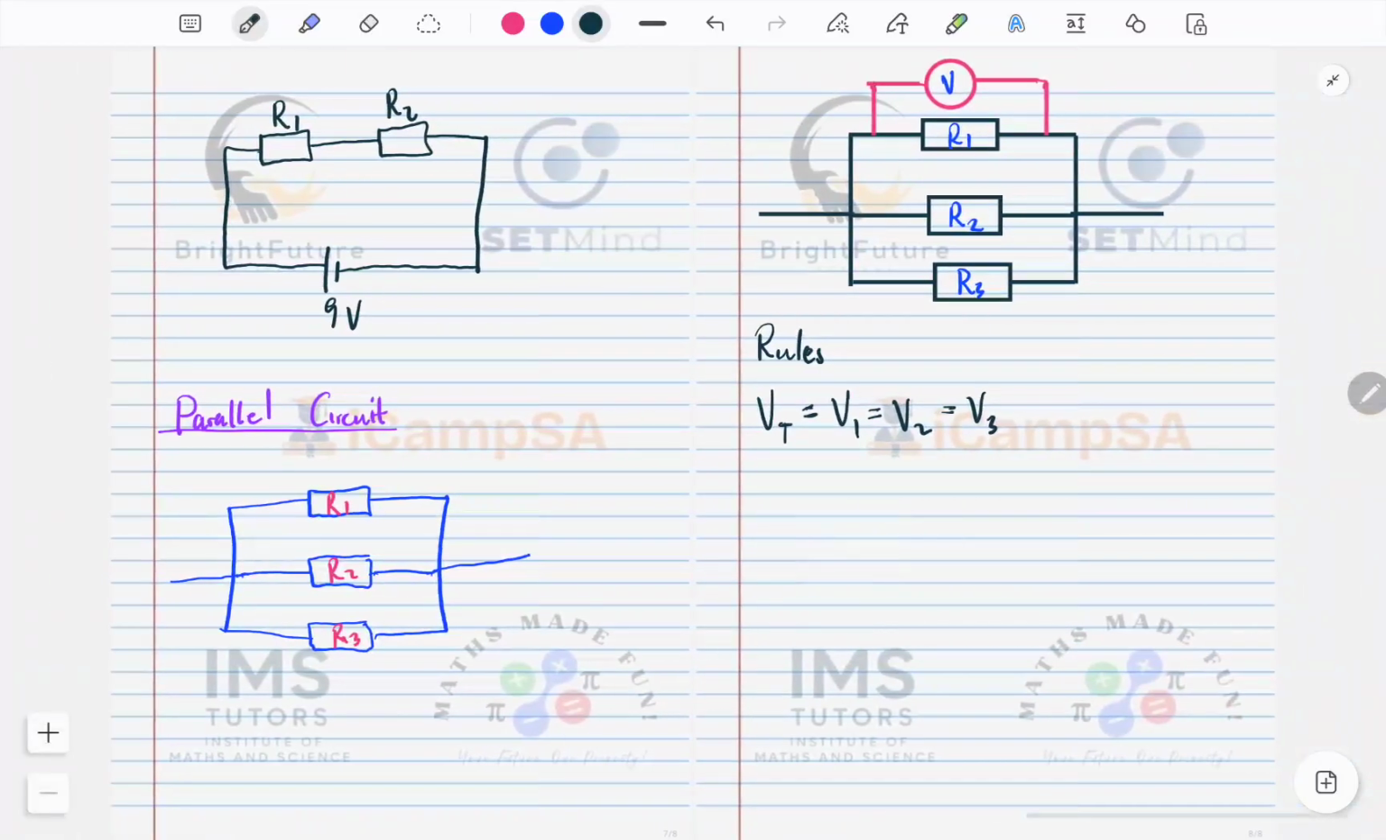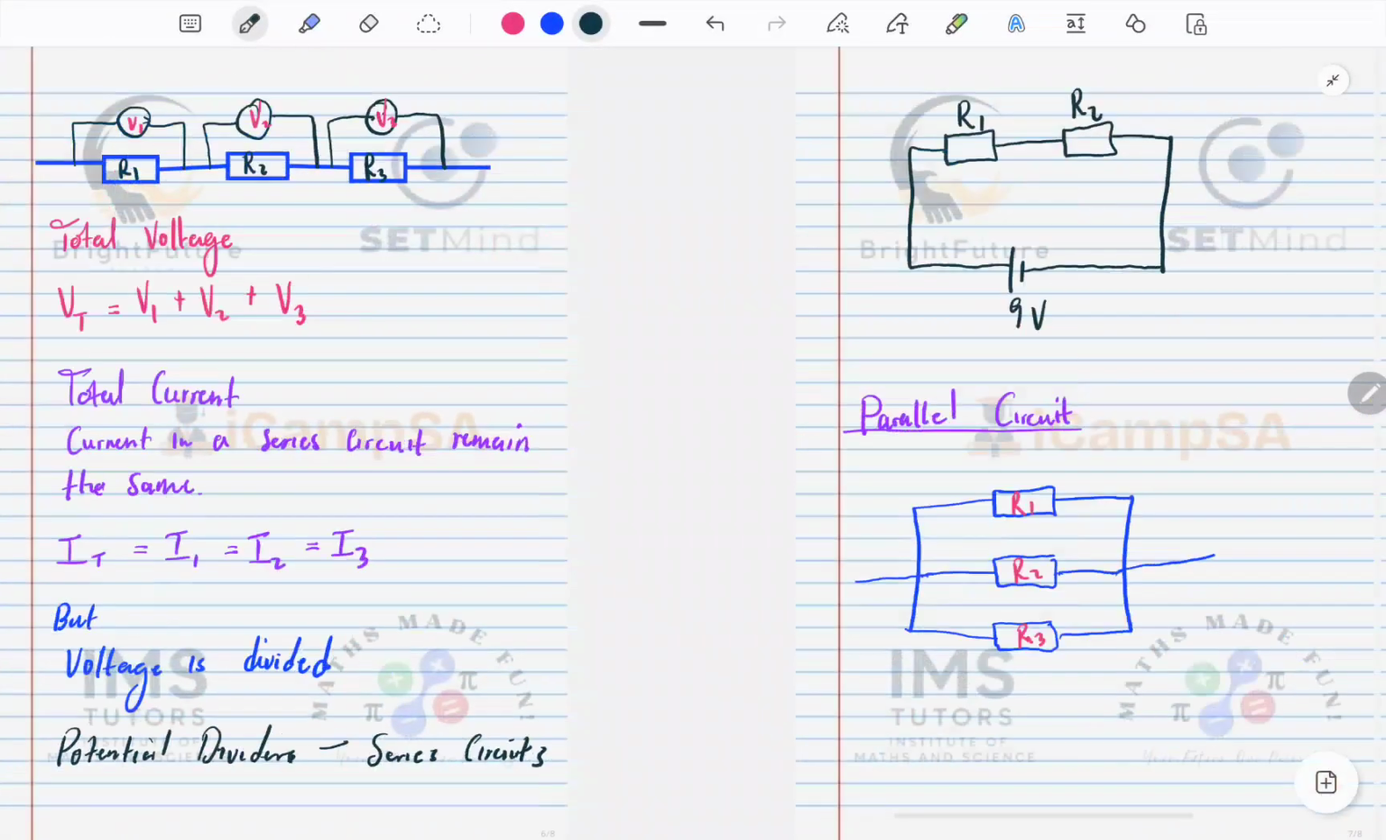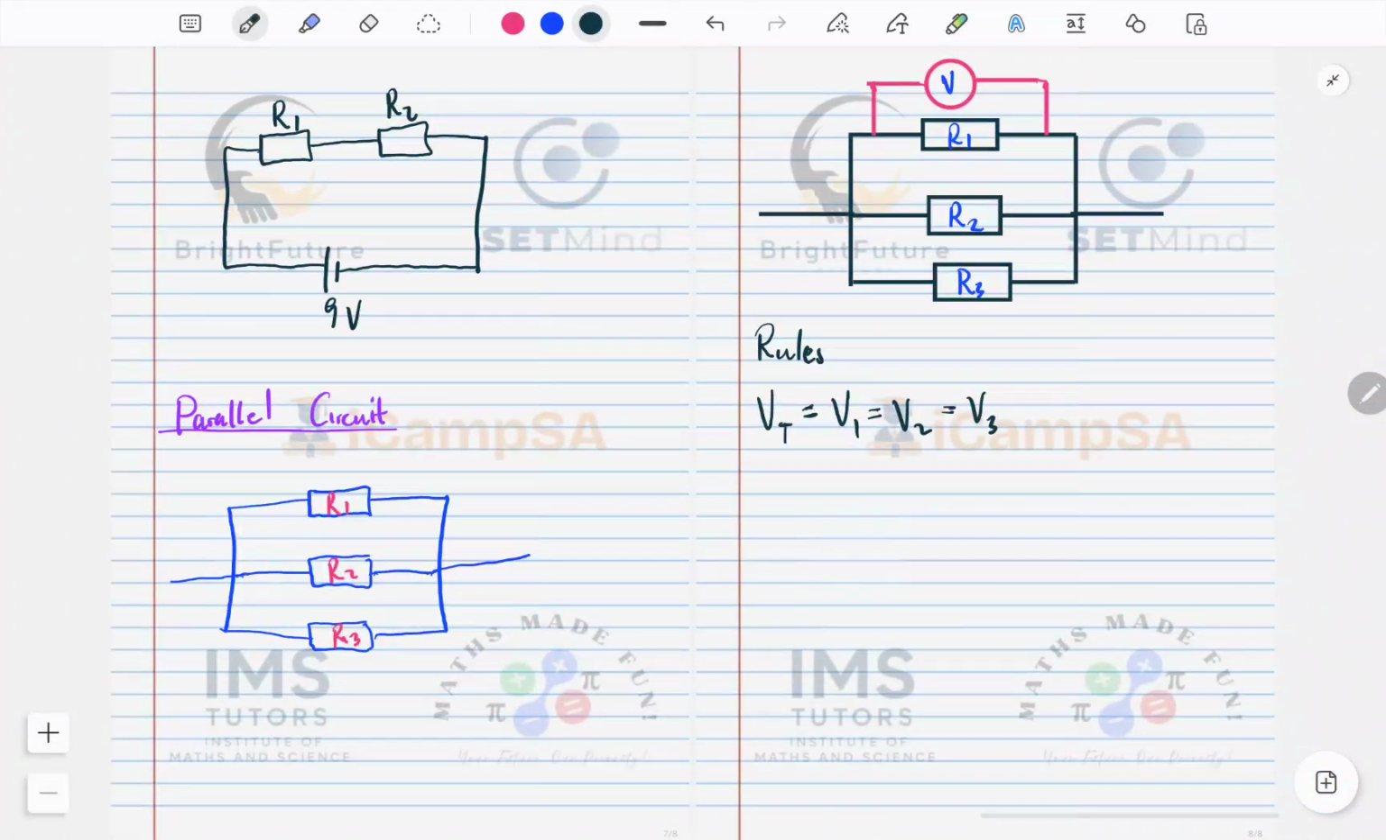Remember, series circuits are potential dividers, so you can say potential dividers for series circuits. Series circuits are potential dividers. And then here, the potential is not divided. So now it also means we have current. This is for voltage.